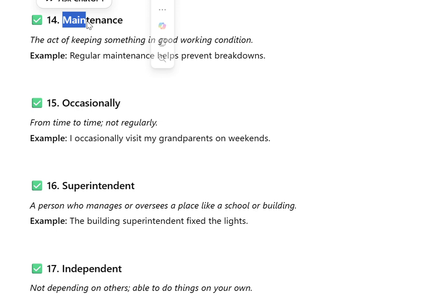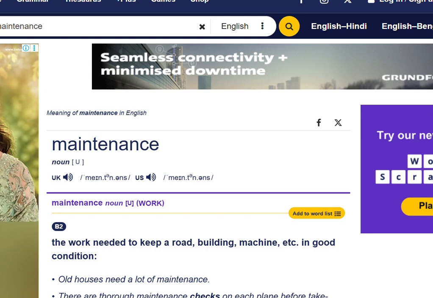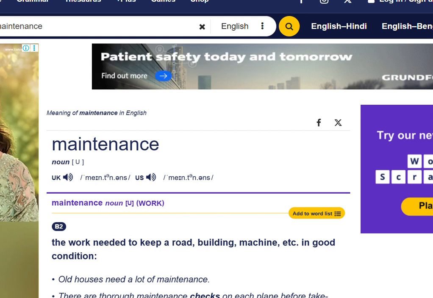Maintenance, the act of keeping something in good working condition. You have to maintain what you do. It means you have to keep it in good condition. I maintain my phone all the time. It means I make sure it is really safe and not easily broken. So I protect my cell phone. Maintenance is the work needed to keep a road, building, or machine in good condition.